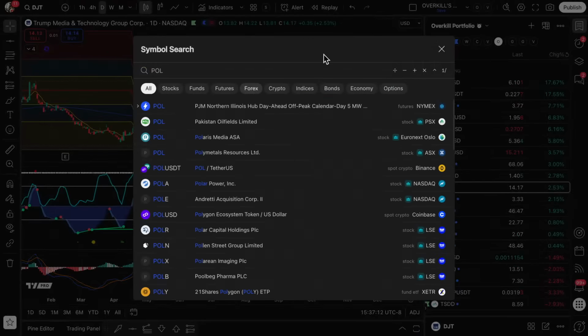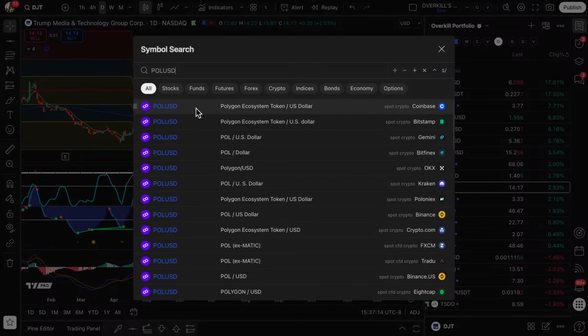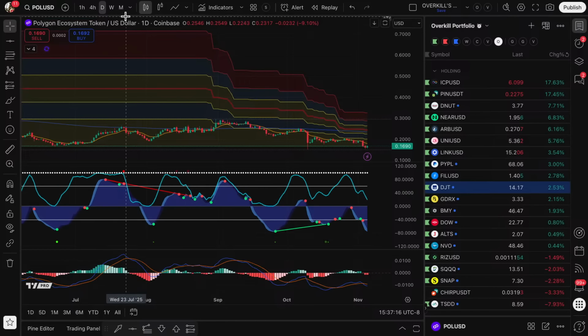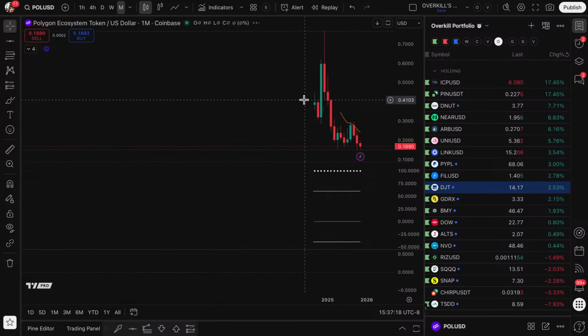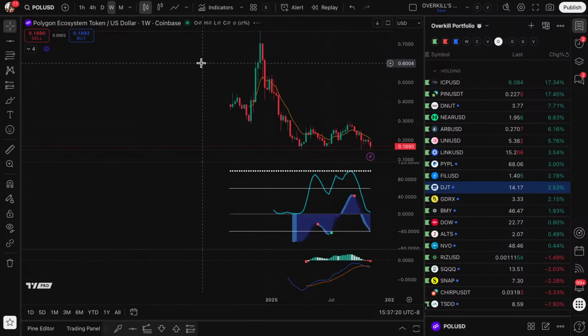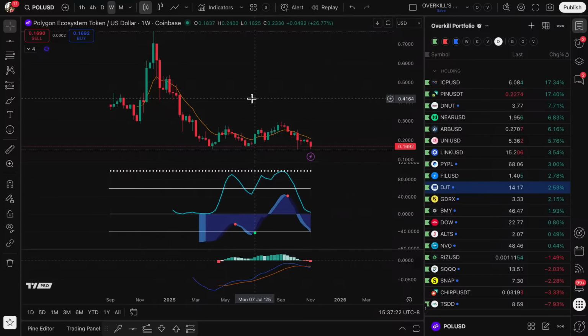POL. Are you talking about Polygon? Polygon ecosystem. Down at 16, man. Wow. I'm looking for the weekly on Polygon, but that has not been a very impressive project.